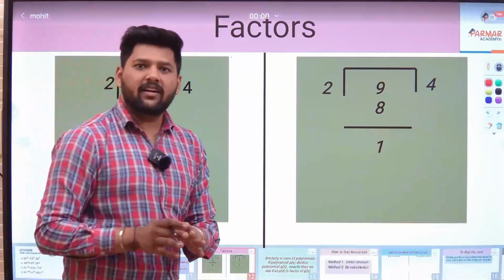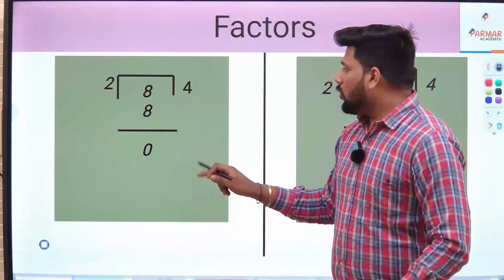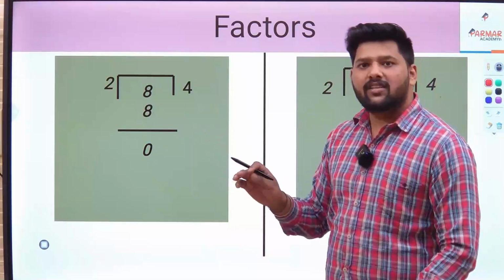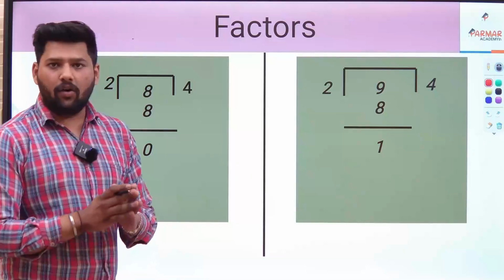Clearly when 8 is divided by 2, we get the answer 4 and the remainder is 0. So here remainder is 0 means this division is exact, that we will say that 2 is the factor of 8.